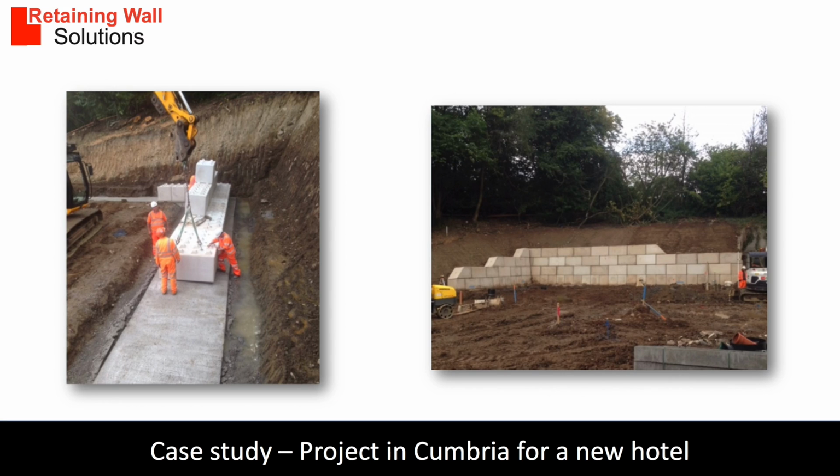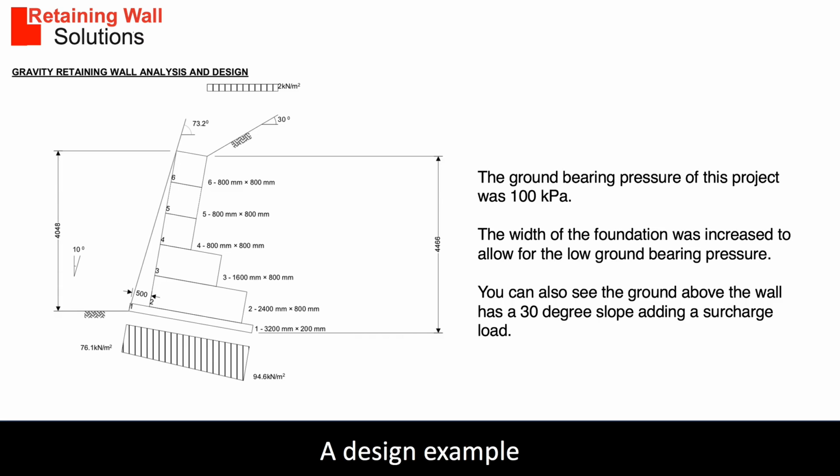Let me show you some case studies. So this is a case study of a project in Cumbria where we built an inclined concrete block retaining wall. So that's what it looked like when it was being constructed. And the engineering of it, the particular soils in this case were 100 kilopascals. So we had to engineer the wall to allow for that poor soil condition. And you can also see there's a surcharge up here because the top of the earth at the top of the wall sloped backwards, adding more load. So this is all very important information for the engineer.